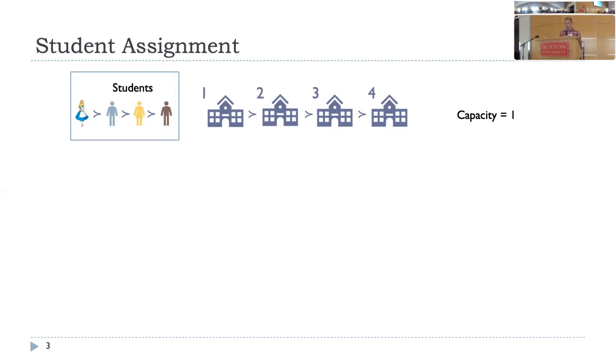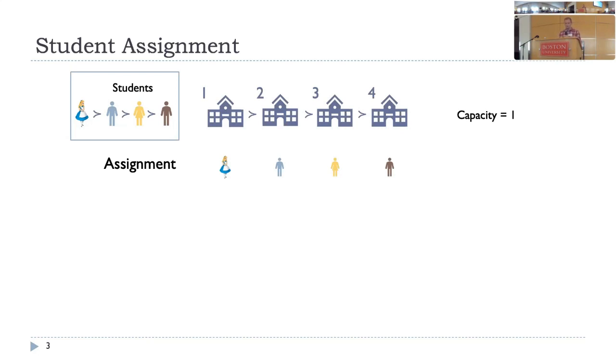So what would be the most common thing to do in this situation? Well, basically you would match the quote-unquote best student with the best school, the second best student with the second best school, and so on, respecting those rankings. So you would want this matching to be efficient and in some sense fair, and respecting those rankings of the schools and the students.